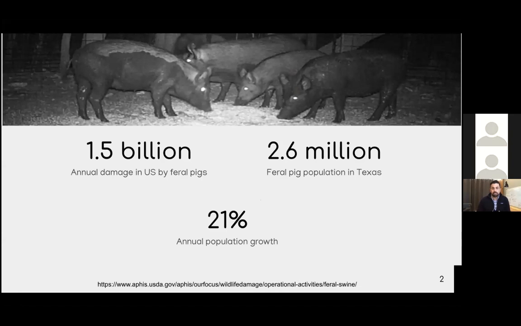They are widely considered to be the most destructive invasive species in the United States. Feral pigs cause tremendous damage to crops, livestock, waterways, native plants, wildlife, and local ecosystems. Their annual damage is estimated to be around 1.5 billion annually, and 2.6 million hogs reside in Texas alone, which counts for almost half of the total US population. And that population only continues to explode.